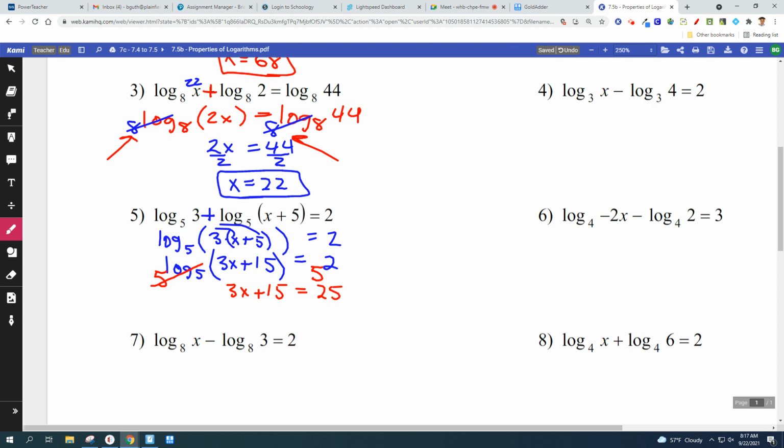At this point, you've got an equation that you've solved a million times. We're going to subtract the 15 over and get 3x equals 10, and divide by 3. We get a fraction, but so what? You've got a fraction, 10/3.